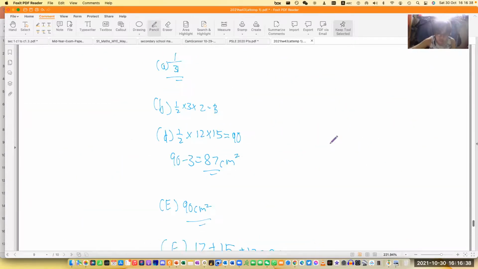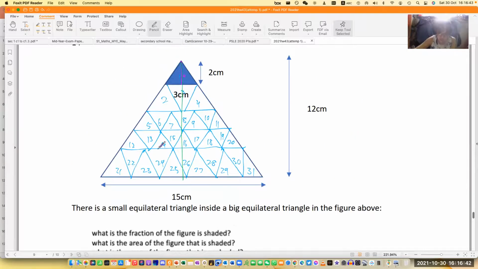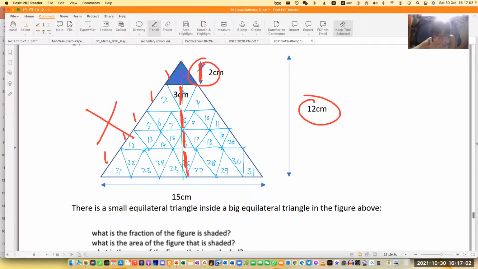Okay, this is the question. I'm not sure if this is correct, but my understanding, if this is 2, this is 12, you're going to have 6 of it. 2 cm, 2 cm, 2 cm, 2 cm, 2 cm. How many? 1, 2, 3, 4, 5. Short of 1.